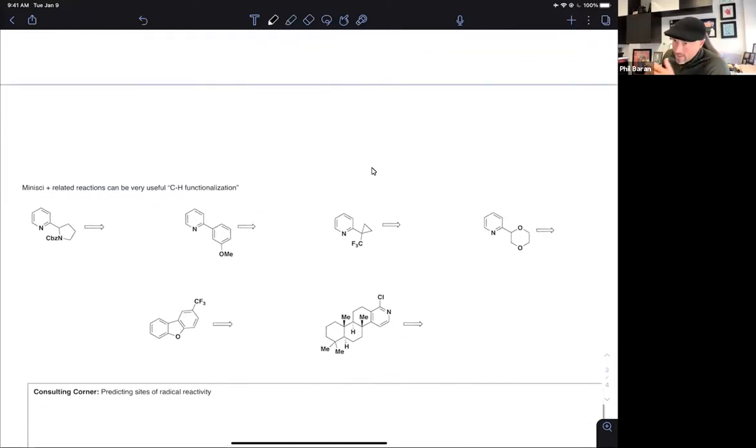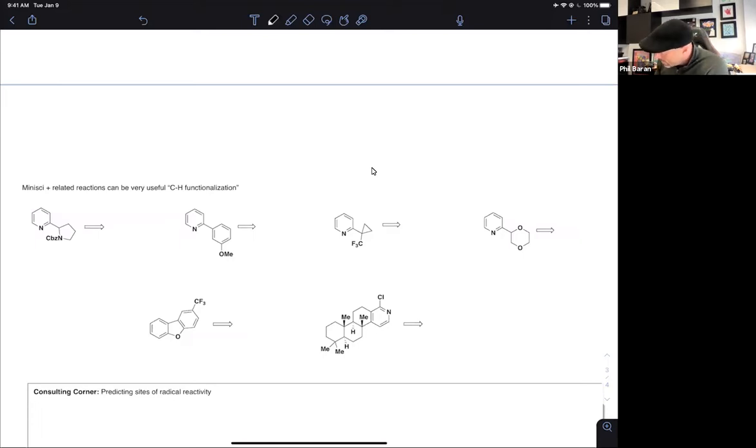So Minisci can be very useful to achieve CH functionalization. Notice we don't say CH activation. No CH bonds were cleaved during these processes, but it gives the appearance of a cleavage event. So it's essentially a CH functionalization, but hey, so is a Friedel-Crafts and an aldol reaction. But these ones have more of a CH functionalization feel to them.